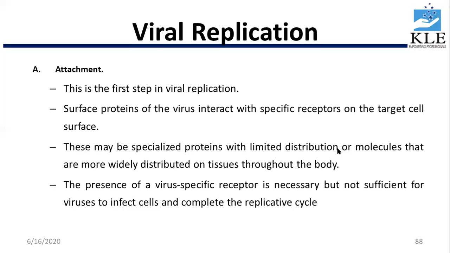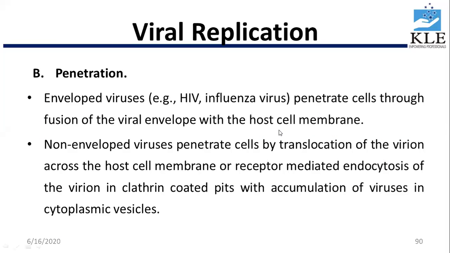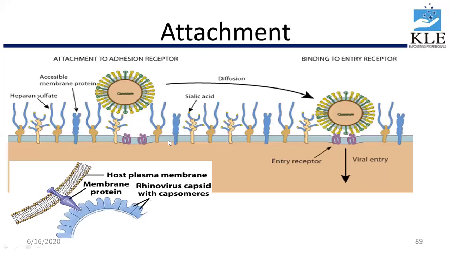complete the replicative cycle. So the very important thing, as I told you, is that the virus should have an attraction towards the certain host cell. Without that, they cannot attach, or they cannot multiply. Usually in case of the influenza virus, the hemagglutinin which is present on the virus surface attaches to the glycoprotein receptor site on the surface of the respiratory epithelium.